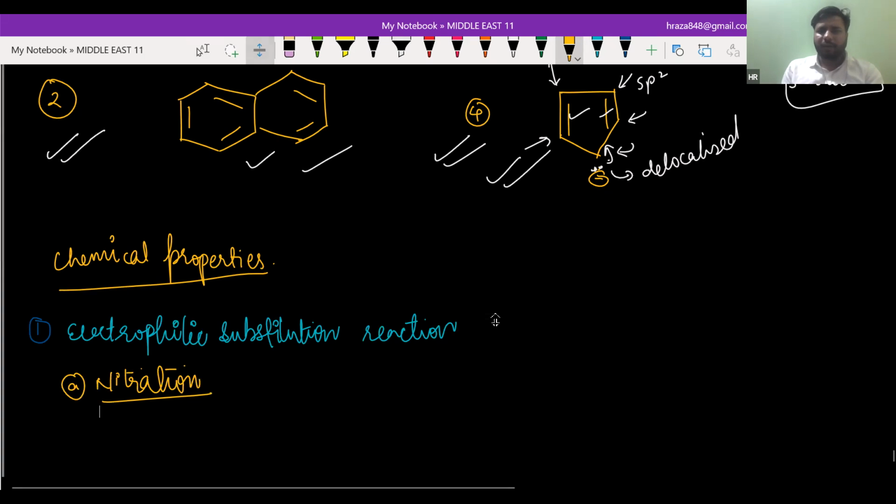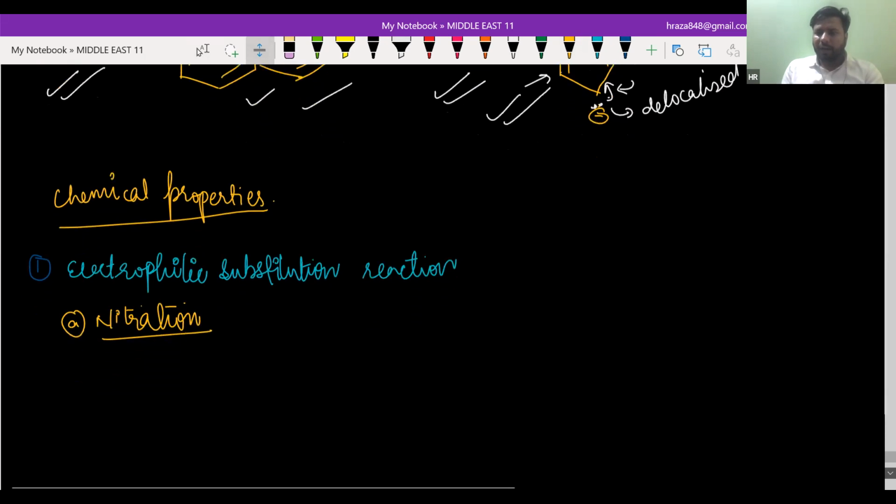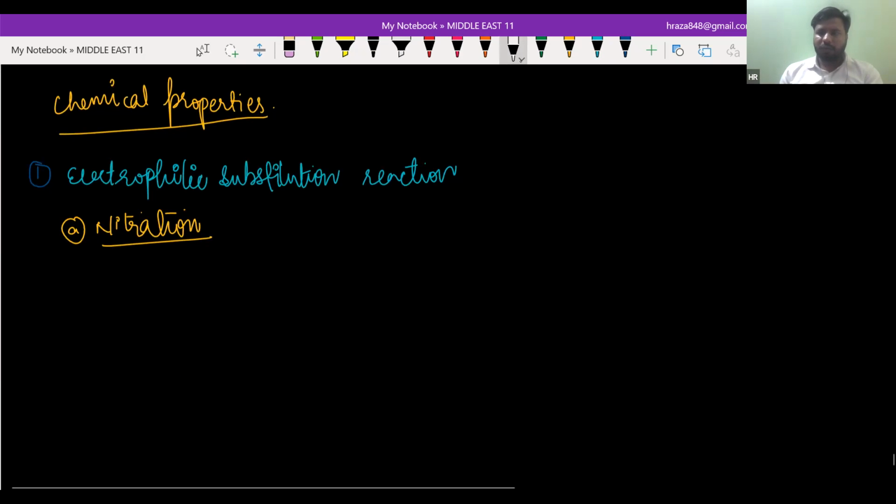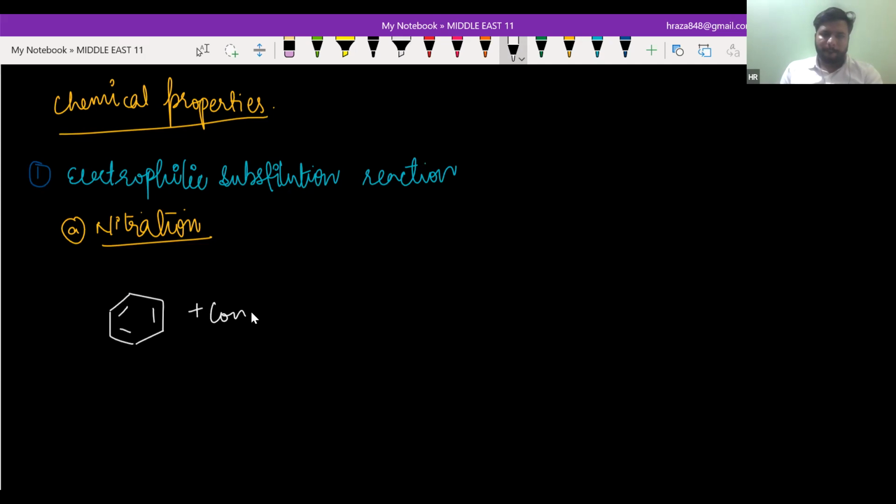From the name, you can say that addition of nitrogen will take place. For addition of nitrogen, there must be some bonds which will break and remove or eliminate from there and add nitro group. So here is the benzene. Now we have to add NO2. That means we are going to react it with concentrated HNO3 plus concentrated H2SO4 at 323 Kelvin to 333 Kelvin, and nitration will take place.